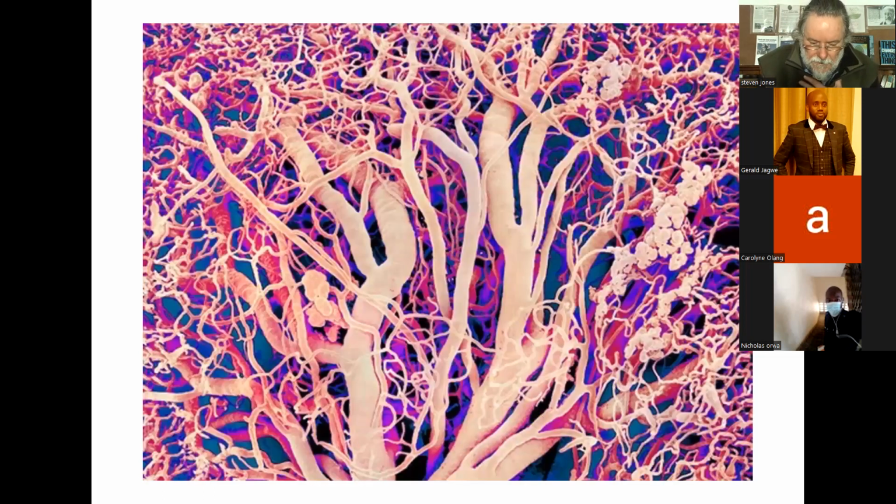This is, I think this is your lungs, is that the alveoli? So this is a pattern to create maximum surface area so that we can exchange oxygen across the cell walls.